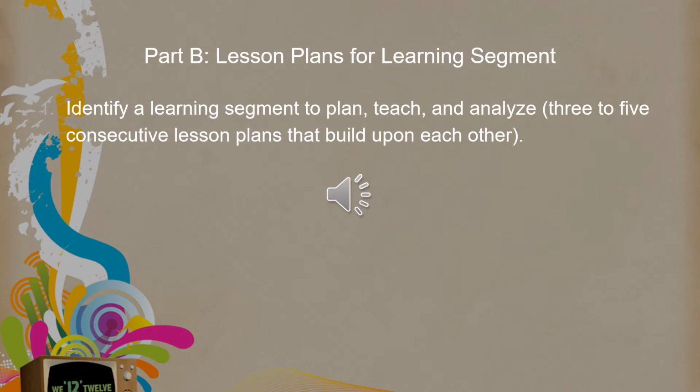For Part B, you are going to be required to write a set of 3 to 5 lesson plans. So we'll take this in a few steps. For step 1, the first thing that you have to do is you have to identify a learning segment, or a set of plans, to plan, teach, and analyze. This is going to be the same set of lessons that you plan in Task 1, that you teach in Task 2, and then you're going to analyze in Task 3. And this is going to consist of 3 to 5 consecutive lesson plans that build on each other in some way. So they need to be back to back, and they need to build on each other in some way. And we'll go over that in the next step.